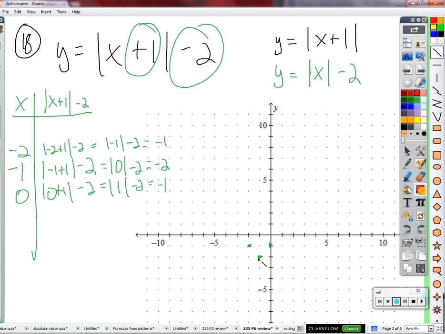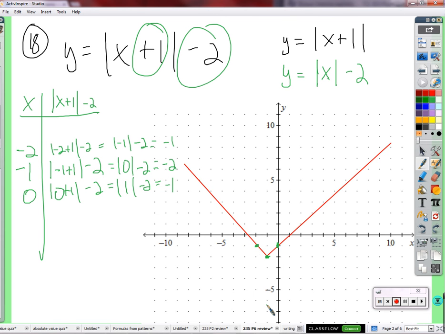Straight line here, and we can safely bet on the graph going through this point, and this one, and this one, and this one, and this one. So going at a slope of 1 to the right, and a slope of negative 1 to the left.